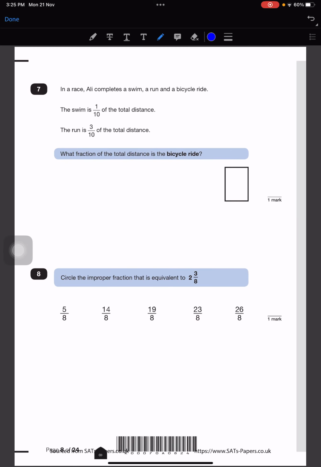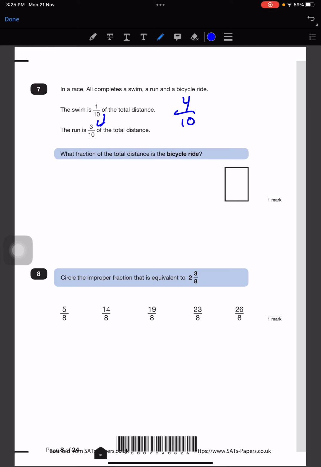Okay, so in a race, Ali completes a swim, a run, and a bicycle ride. The swim is 1/10 of the total distance. The run is 3/10 of the total distance. What fraction of the total distance is the bicycle ride? Okay, so if we add these two together, we will get 4/10.